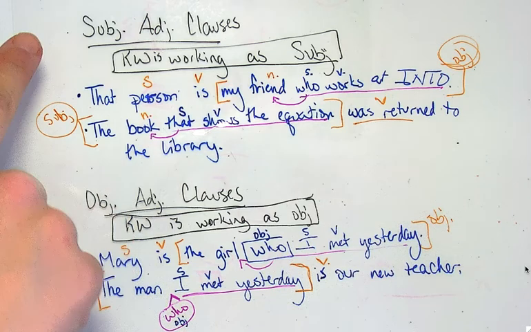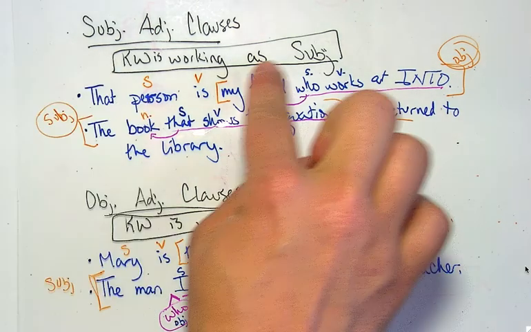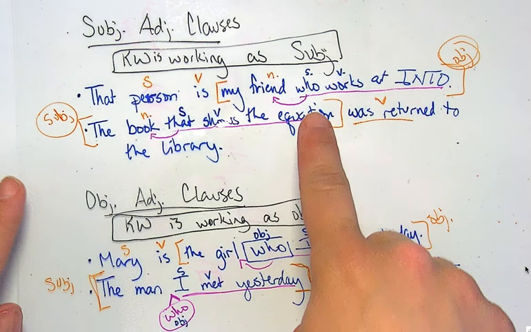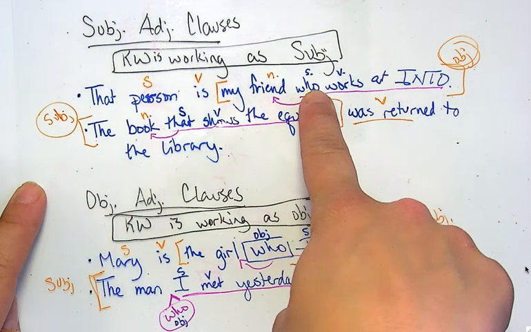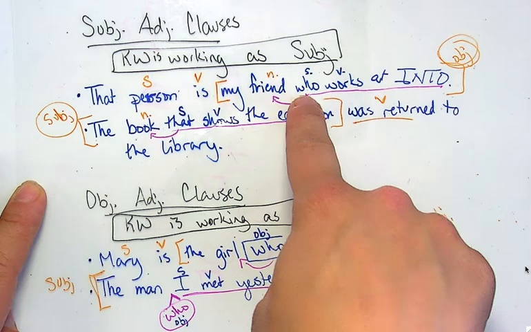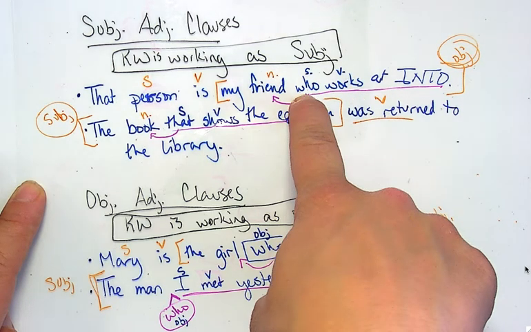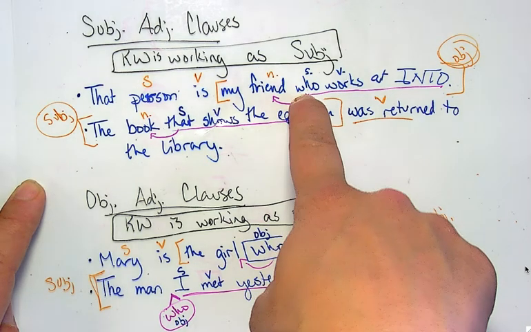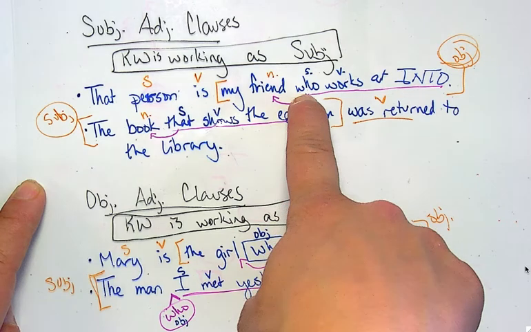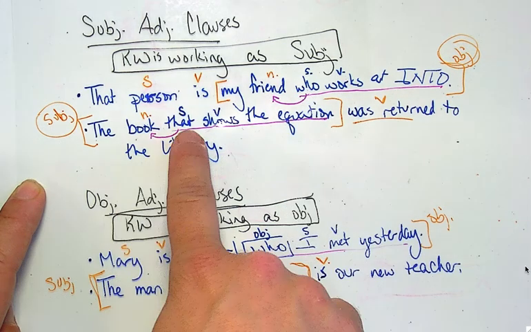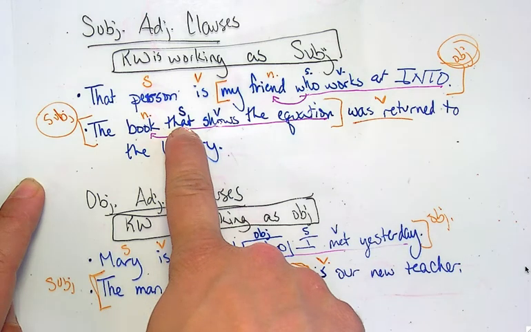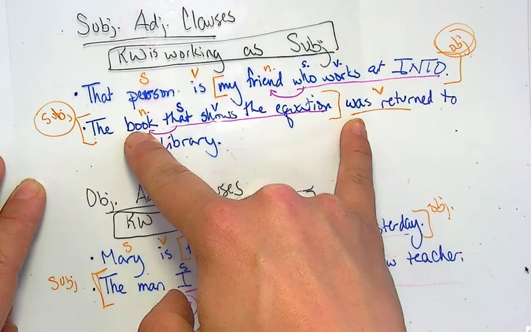Subject adjective clauses are the ones where the keyword is working as the subject inside of the adjective clause. That's like "my friend who works." My friend, he works. So this one is working as the subject. Can we say "who he works"? No, because you cannot have a double subject. This word replaces your subject. It's working as the subject. It's holding the place of the subject. "The book that shows." We can see that our keyword is working as the subject. And then we have our main clause, "the book was."